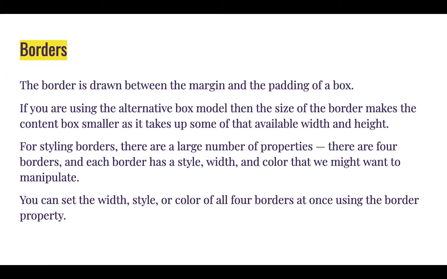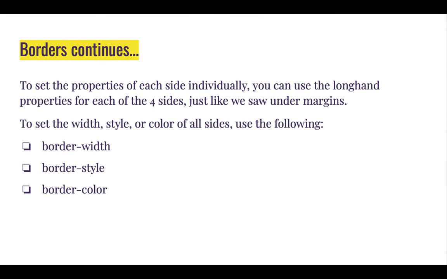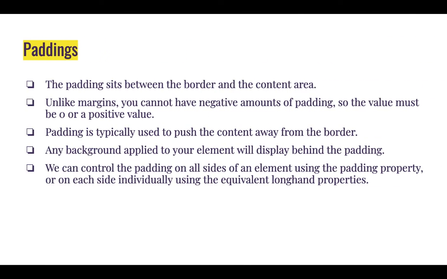You can set the width, style, or color of all four borders at once using the border property. Remember, the four borders are the top border, the right border, the bottom border, and the left border. To set the properties of each side individually, you can use the longhand properties for each of the four sides, just like we saw on the margins. To set the width, style, or color of all sides, you can use the following properties: border-width, border-style, border-color.